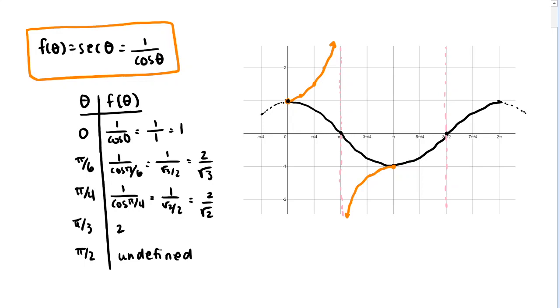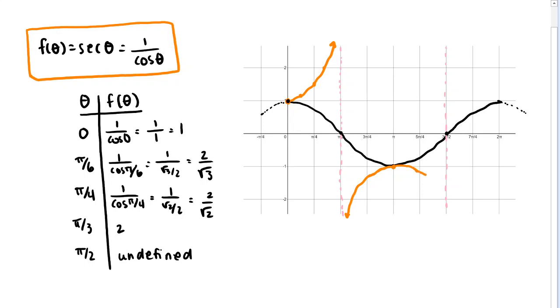our values are going to start to skyrocket, right? Dividing by that number really, really close to 0, that cosine gives us, is going to make our values larger and larger and larger. But we're dealing with a negative quantity here, and so it's going to be a really, really large negative amount, right? Cosine of such an angle is going to give me a negative result, and so secant of that angle is also going to give me a negative result. And similarly on this side, right?